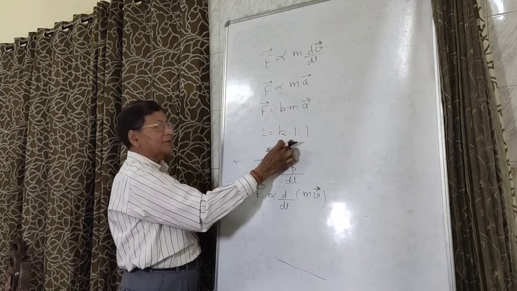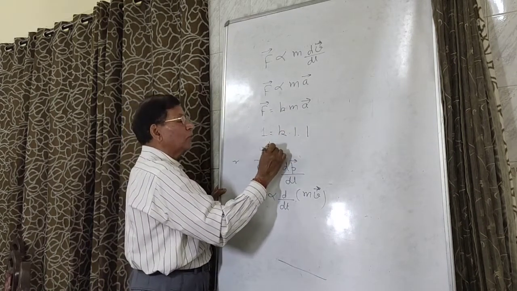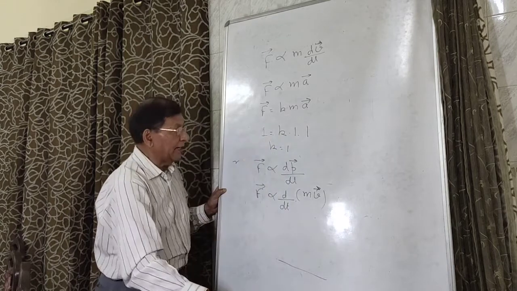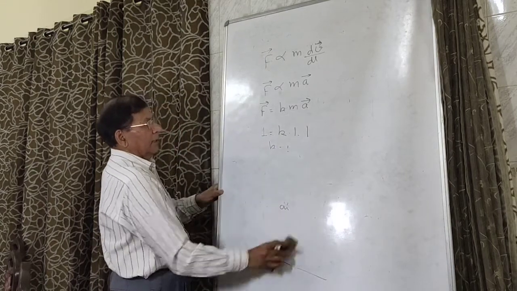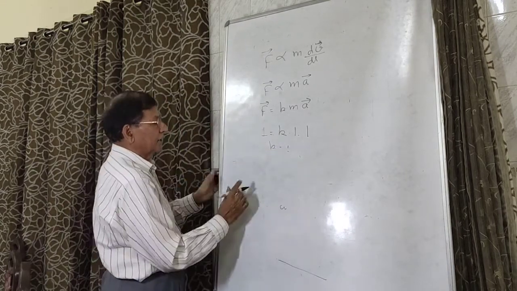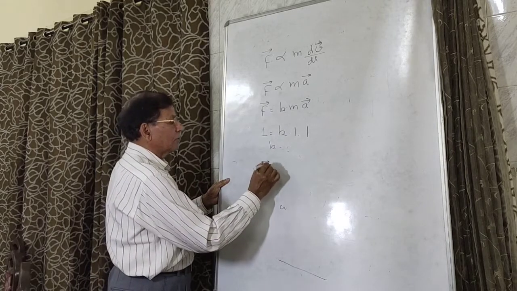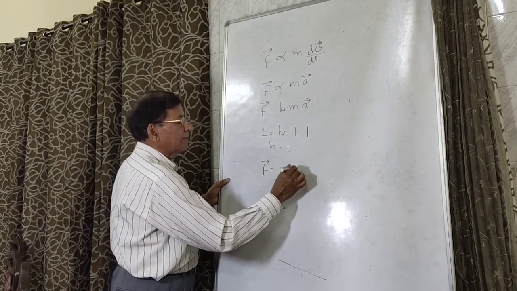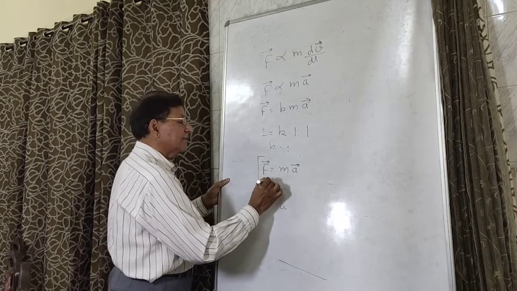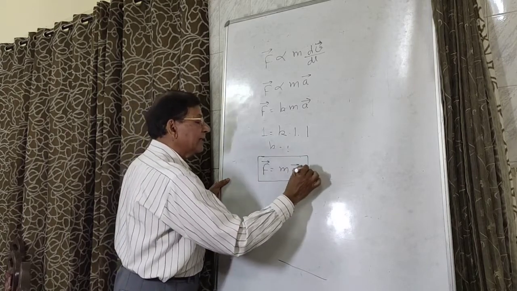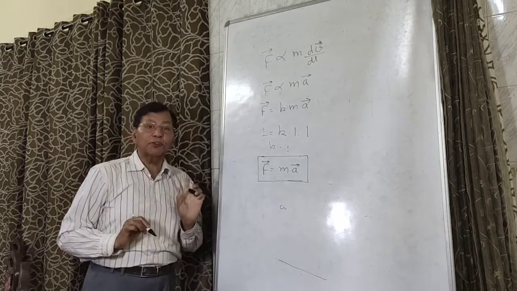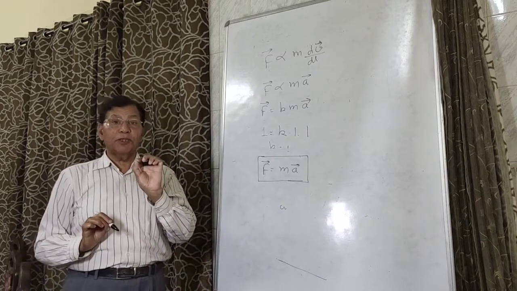If we choose or select a unit force as that force which produces unit acceleration in a body of unit mass, then k will come out to be equal to 1, and therefore if I put k equal to 1 over here, I get F equal to m into a. So that is the fundamental equation of motion. This equation is called the fundamental equation of motion.